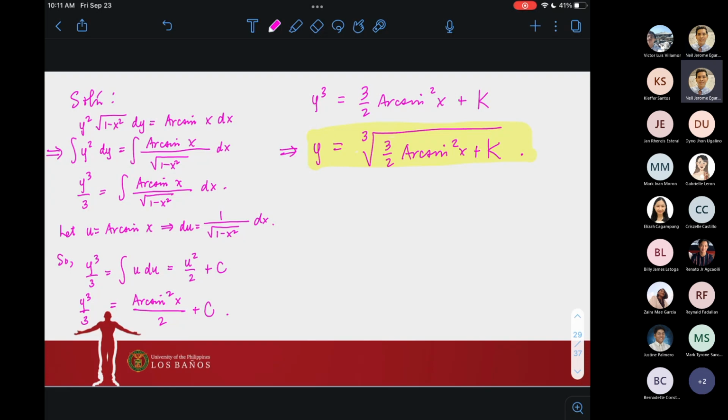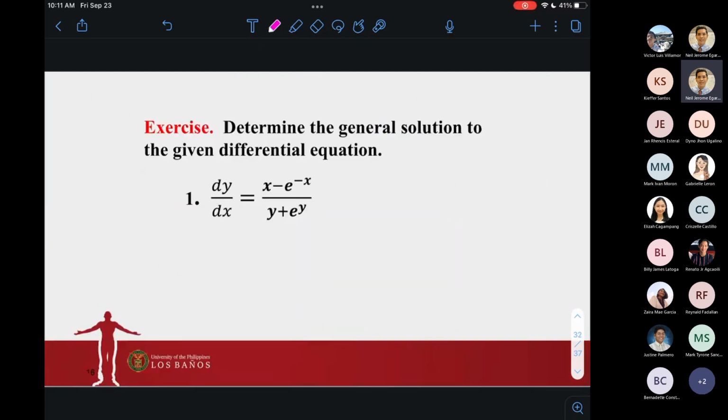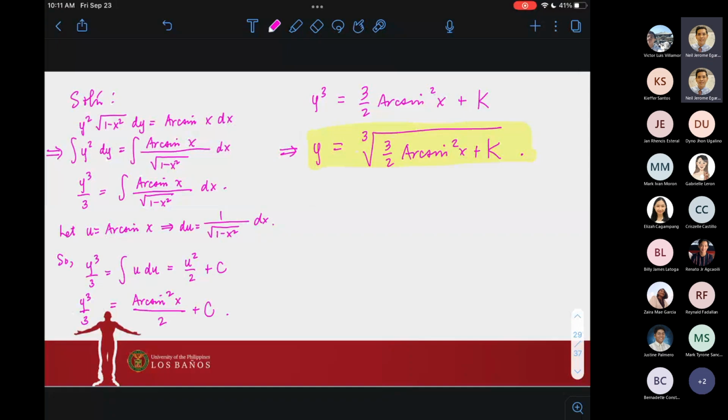Alright? So I think there's another example here. Oh, wala na pala. Tapos na pala yung section. Any questions about separable differential equations? Well, it seems short because we only considered, I think, 2 or 3 examples of separable differential equations. But don't worry, the next section will again involve separable differential equations. Okay?